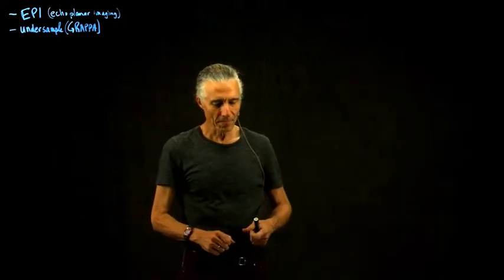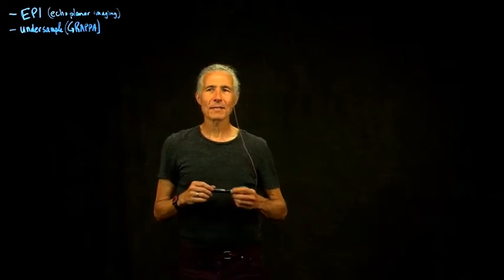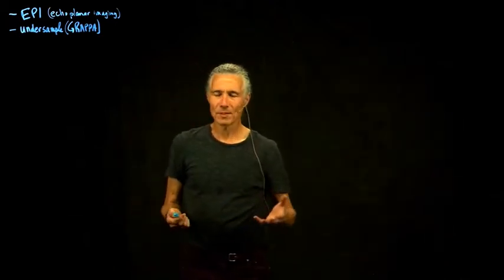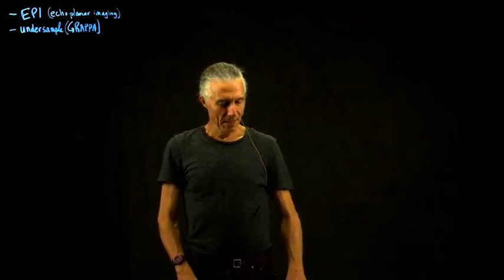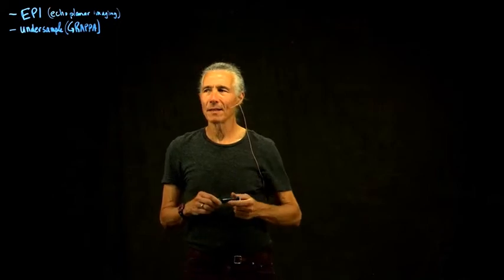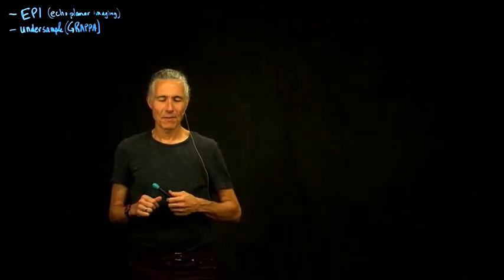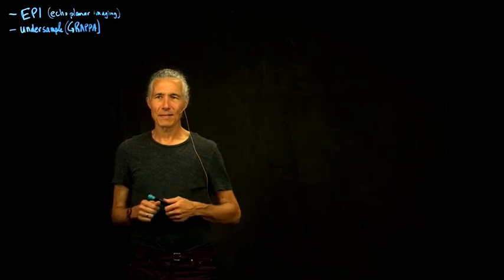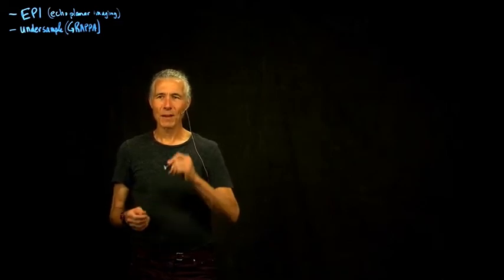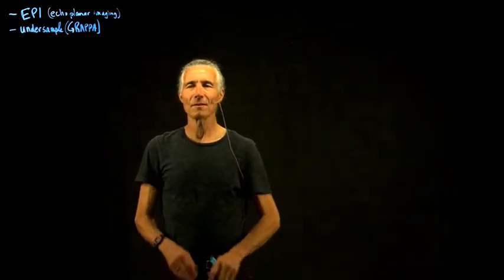So the idea of EPI is actually quite old. It really goes back almost to the beginning of MRI, like in the 80s. People already were trying to figure out how to do this in the 80s. That's only 10 years after the first back of the envelope calculation on how you might use MRI for imaging.